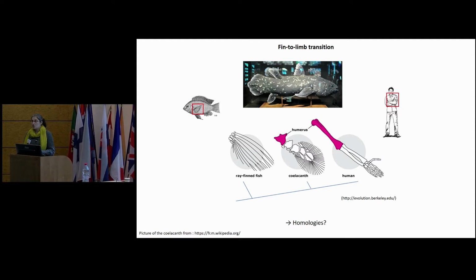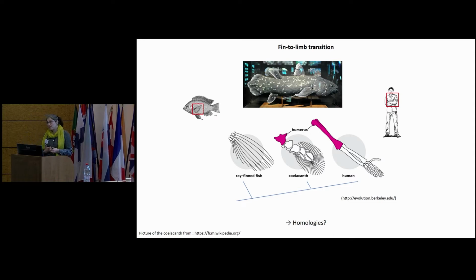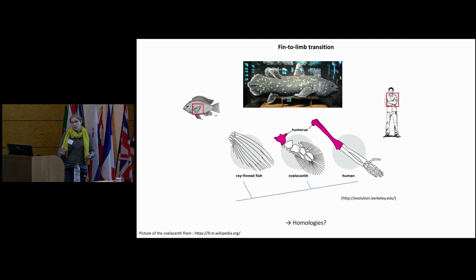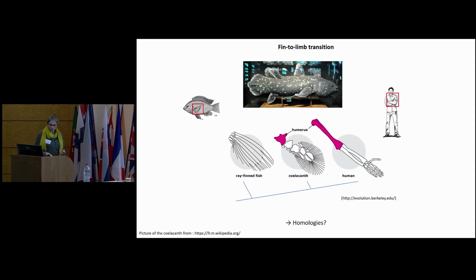In addition, it's pretty difficult to breed a coelacanth or a lungfish, and their development is really, really slow. You would have to wait 10 years before you get a baby. So your research may be a bit tricky. So they are not good models for studying the fin-to-limb transition in that respect.